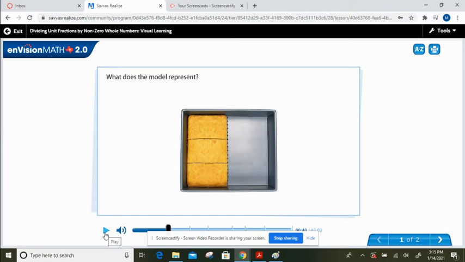So hopefully you're thinking that the model represents 1/2. You can see that the pan is only half full. It probably had been completely full of cornbread, but now half of it is gone.